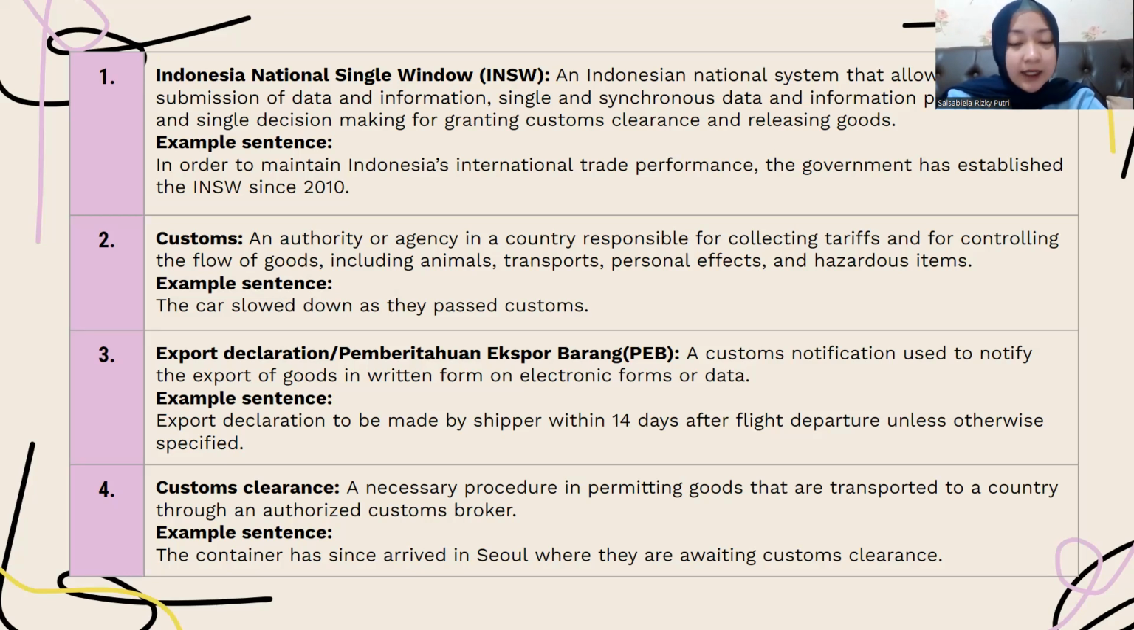And last is customs clearance. Customs clearance is a necessary procedure in permitting goods that are transported to a country through authorized customs brokers. And the example sentence for customs clearance is, "The container has since arrived in Seoul, where they are awaiting customs clearance."